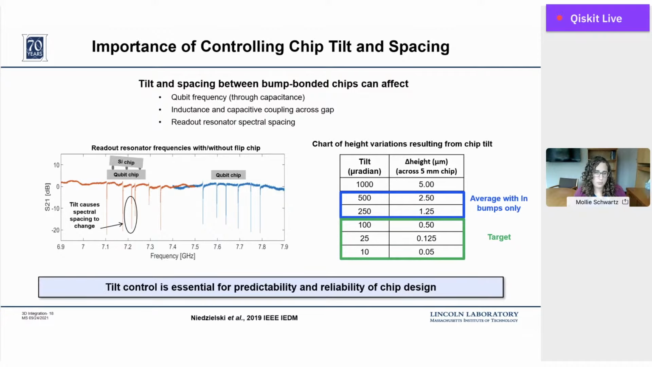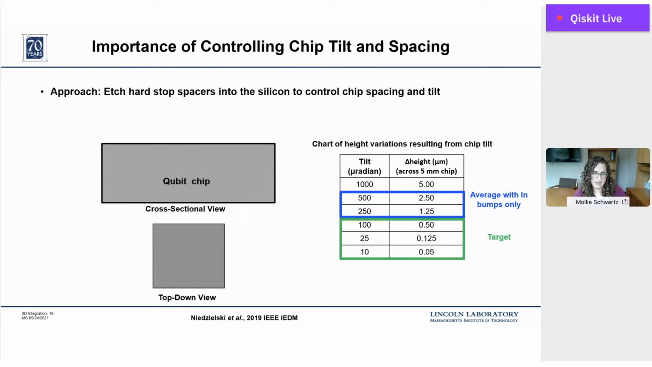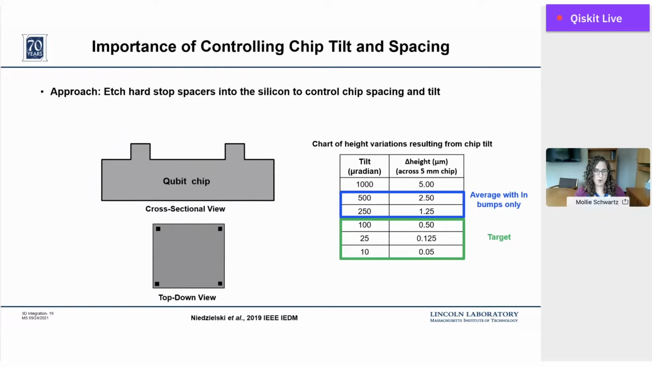And so the approach that we're going to take is to etch hard stop spacers into the silicon in order to have a physical control for the spacing and the tilt. So how do we do this? We take our qubit chip, we etch posts into the 4 corners that stand up vertically. We then do all of our qubit processing.